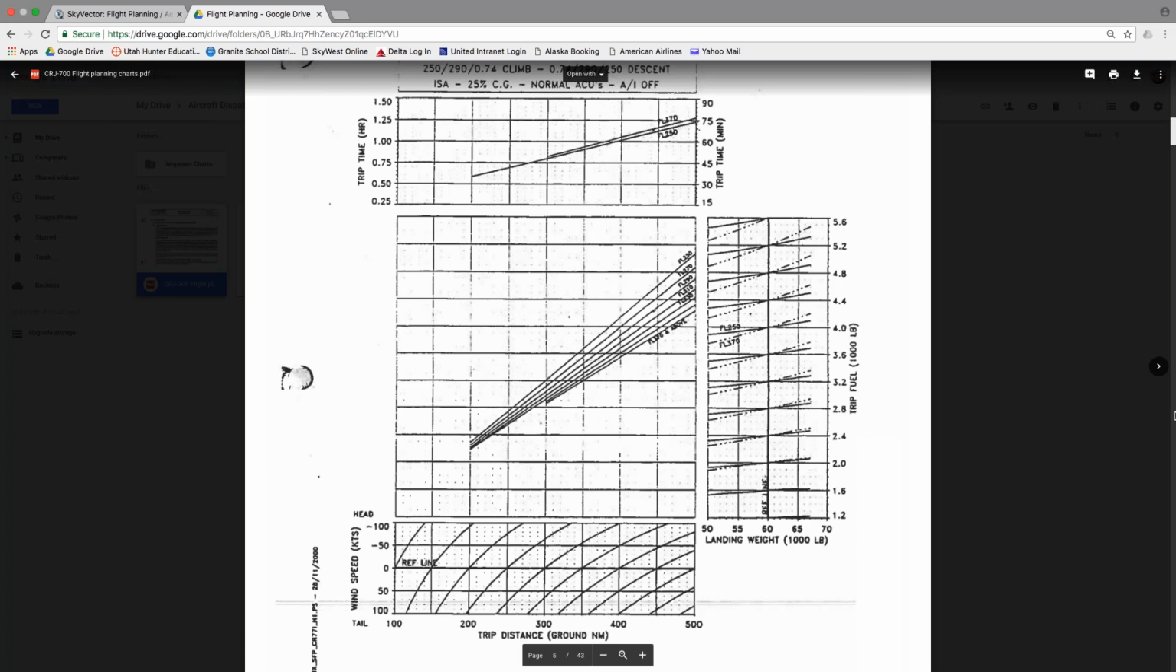We can just stay there, right? Because we're not less than and we're not greater than. We're equal to 60,000 pounds, right? So we can just follow that straight over to the side here. What does that give us for our trip fuel in pounds? 3,600. About 3,600.